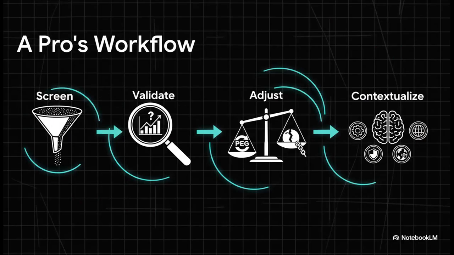So here's the workflow a pro would use. Think of it as a 4-step process. First, you screen. You use the PEG to find a list of potentially interesting growth stocks. Then you validate. You dig into that growth rate and ask, is this for real? Is it sustainable? Third, you adjust. You bring in other tools to look at things the PEG ignores, like debt. And finally, you contextualize. You look at the bigger picture, the management, the industry, the risks.